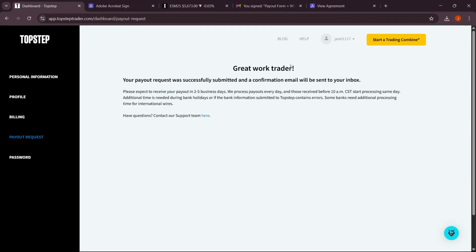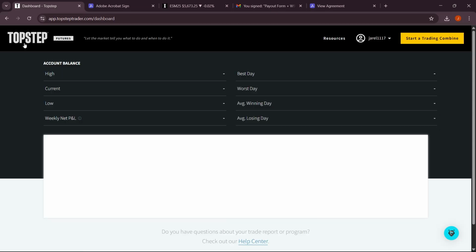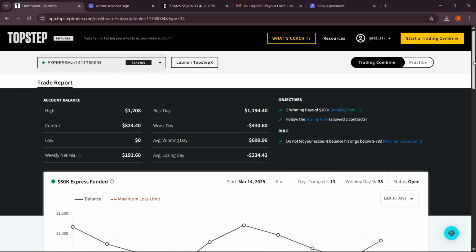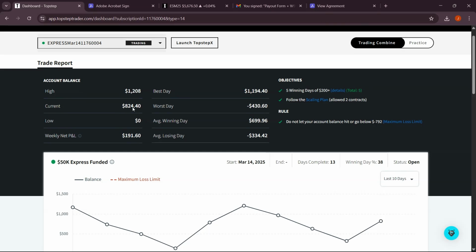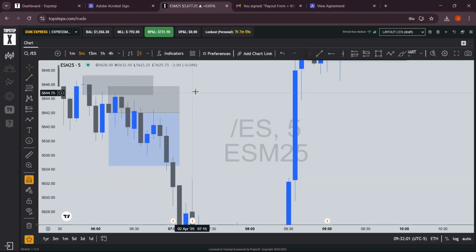Let me go back to the dashboard. Okay, so I took the 200 out, so it should be 624 plus the 730 profit I made. So just take 200 off of this. My balance should be 1256, and I mean not 1256, 1356, and that should give me enough drawdown to continue to grow this account and not hit the maximum loss limit, which is going to be trailed all the way to zero since I took a payout.